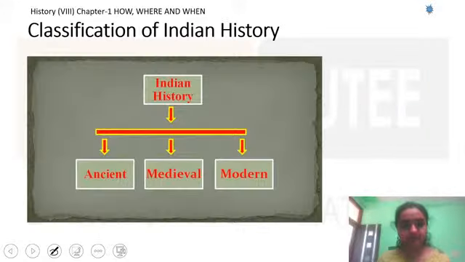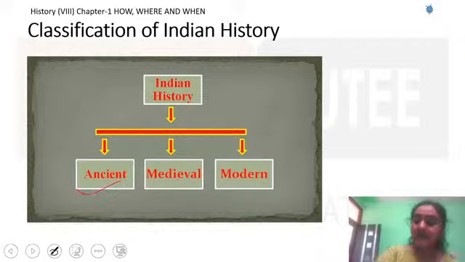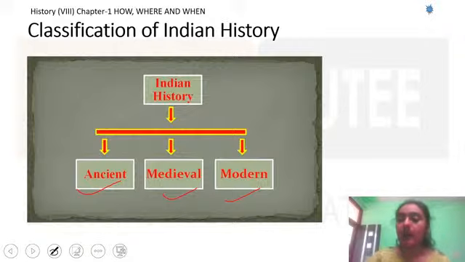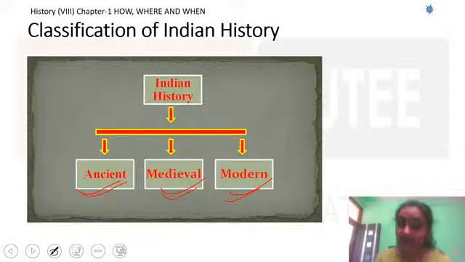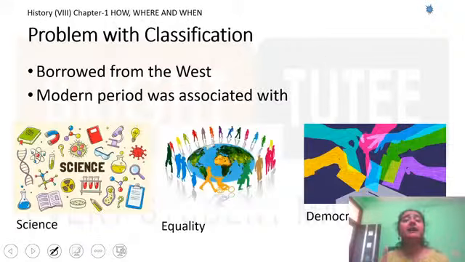Okay students, so I have talked about the periodization given by James Mill and the Europeans, but historians also, like other historians, they classified Indian history into three parts: ancient, medieval and modern. Okay, ancient, medieval and modern period. Ancient you have studied in your class 6, medieval you have studied in your class 7th, and modern period you will study in your class 8th.